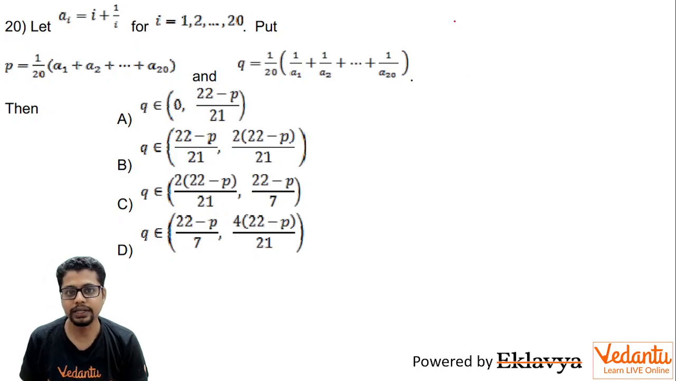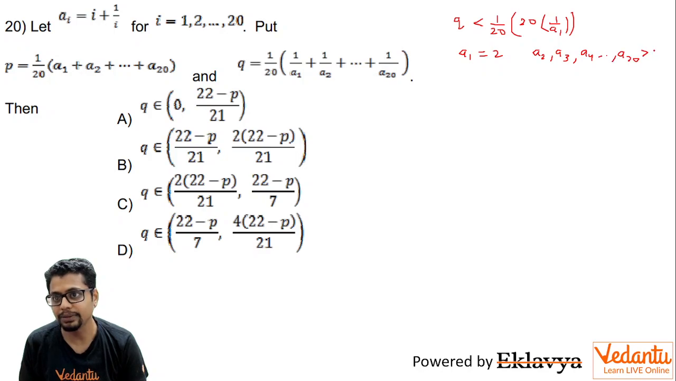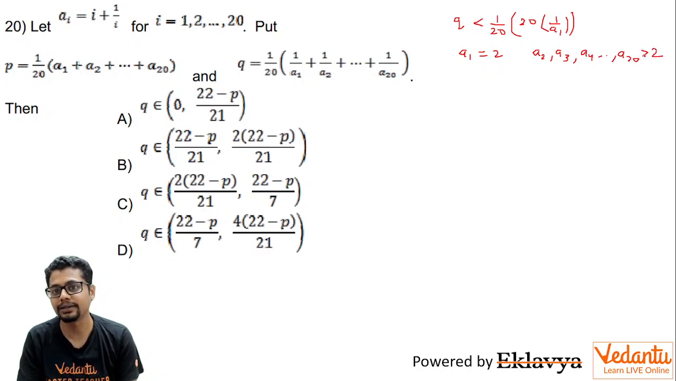So here, if you see carefully, Q, which is 1 by 20 times 1 by a1 plus 1 by a2 and so forth plus 1 by a20, would definitely be less than 1 by 20 times 20 times 1 by a1. Why? Because a1 is 2, and a2, a3, a4 and so forth up till a20 would definitely be greater than 2, greater than a1. You can clearly see that.